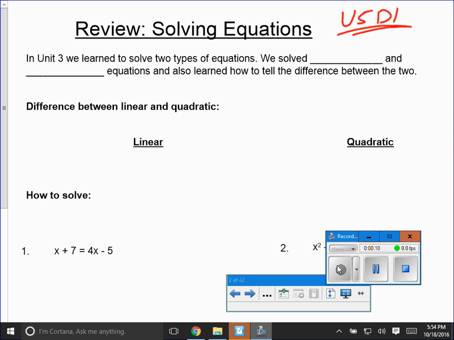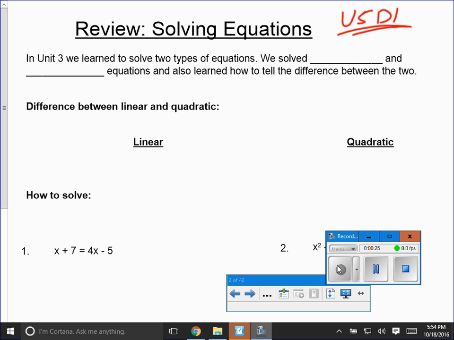So in this unit we're going to be solving systems of equations. In order to do that we're going to have to go back to what we did in Unit 3, where we were solving one equation at a time, and then go back to what we did in the second unit where we solved systems of equations. We first saw those and we solved them by graphing.